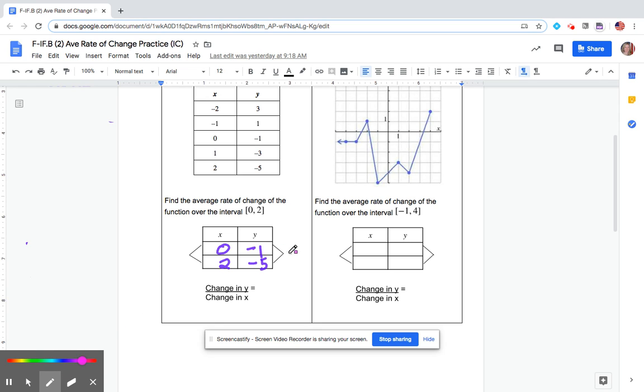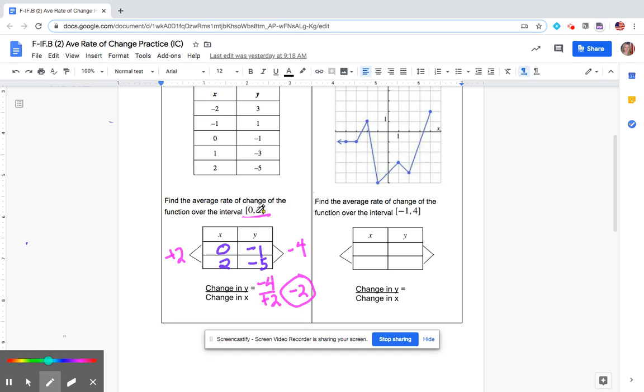And now I want to think, what is my change in y? How do you get from -1 to -5? Well, I'm going down by 4. Change in x, how do you get from 0 to 2? I'm going up by 2. So my change in y over my change in x is going to be -2. So that's my average rate of change over this interval, x equals 0 to x equals 2.